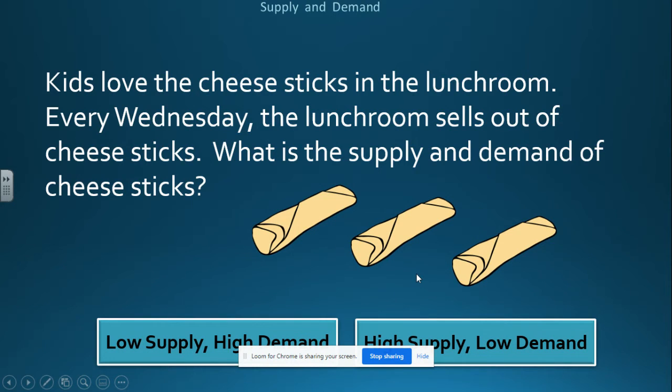Still in the lunchroom, the kids love the cheese sticks in the lunchroom. Every Wednesday, the lunchroom sells out of cheese sticks. So what's the supply and demand of cheese sticks? If you've got lots of kids who want to buy those cheese sticks, that's a high demand for them. But if they're selling out, that means they don't have enough to meet that high demand. Their supply is too low. So they have a low supply of cheese sticks, but a high demand of kids who want to eat them.